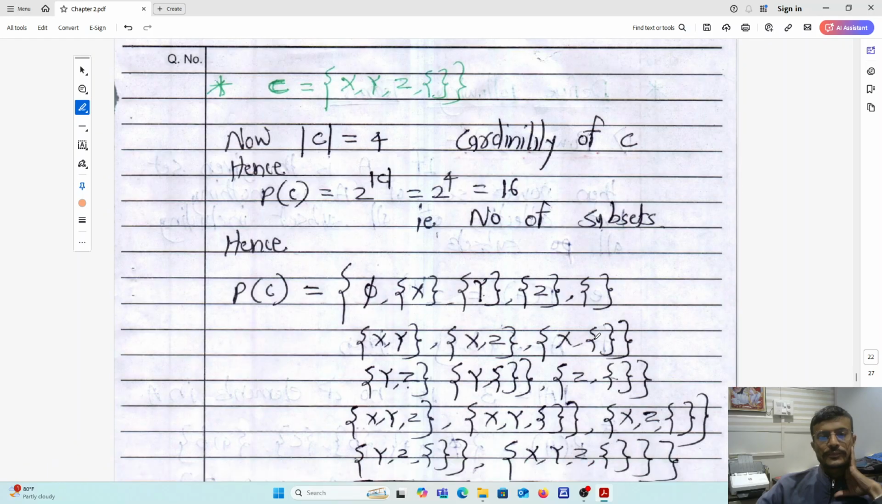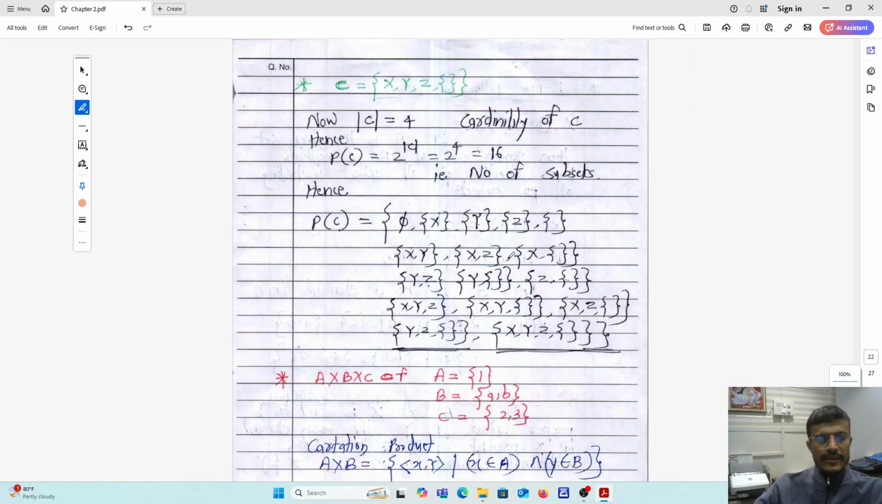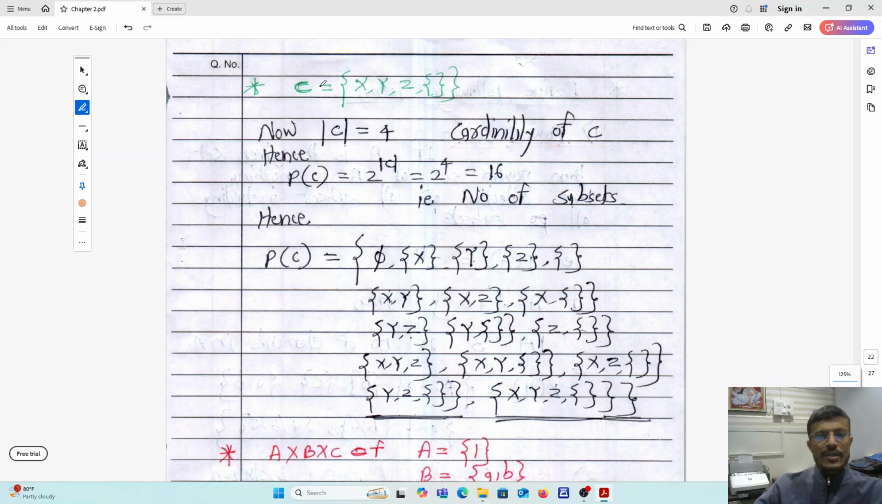Now the next one. You can see here, C is equal to {x, y, z, {}}. So the cardinality of C is equal to 4, because it contains x, y, z as 3 elements, and the opening and closing curly as a 4th element. So the number of subsets with respect to C is 2 raised to the cardinality of C, which is 2 raised to 4, which is equal to 16. So the number of subsets from the given set will be equal to 16.